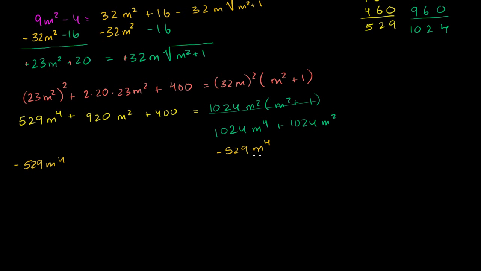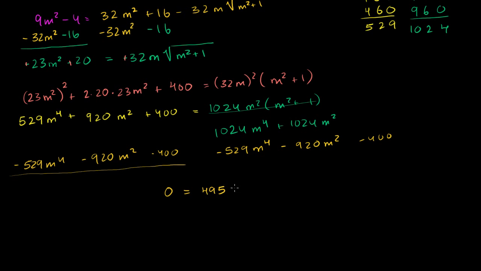So minus 529 m to the fourth plus, and then we also want to subtract 920 m squared. So let's also subtract 920 m squared. And so on this side, we're just left. Let's also subtract a 400 just to make this a proper quadratic. And also we're going to put a 400 here. So the whole left side simplifies to 0 is equal to 1024 minus 529. Let's see, 1024 minus 524 would have been 500. And so it's going to be 5 less than that. So it's going to be 495 m to the fourth.